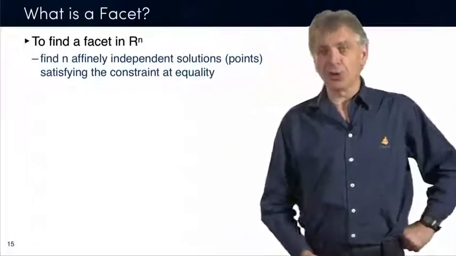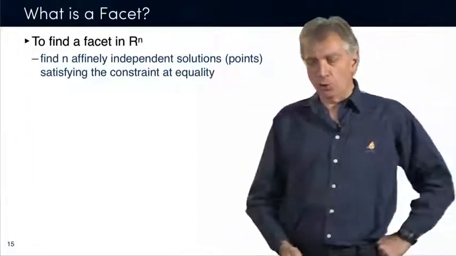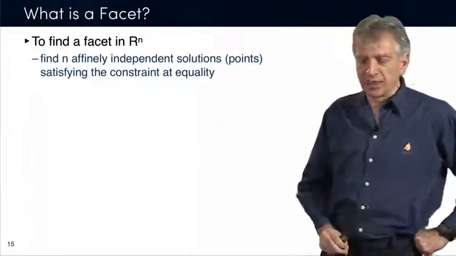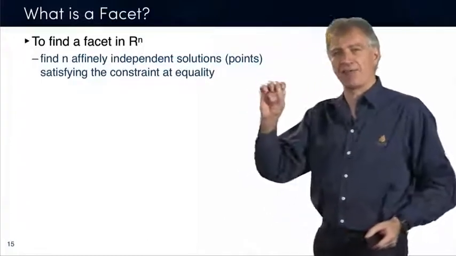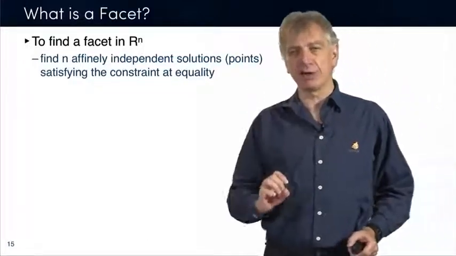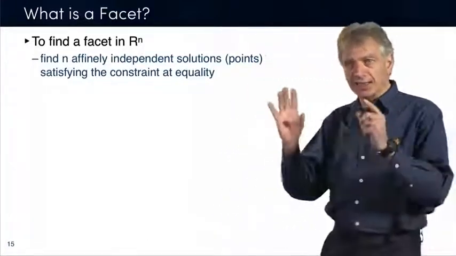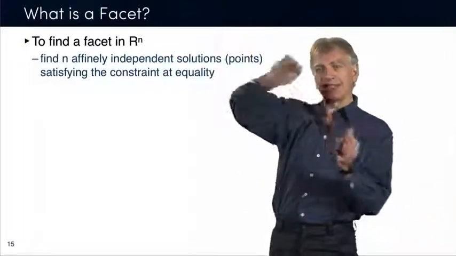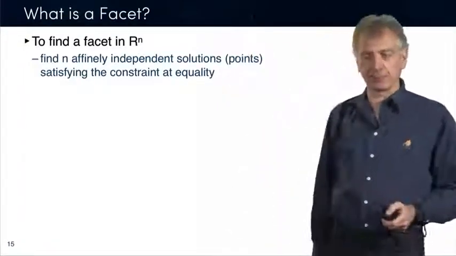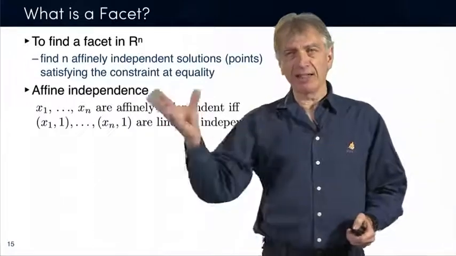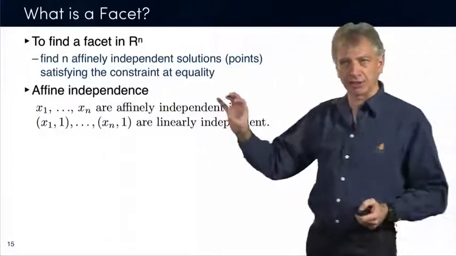Okay, so this simple technique. To find a facet, what you need to do is essentially find n affinely independent solutions or points which satisfy the facet equality. They have to be on that facet, these points. Okay, and affine independence is a simple thing to show.